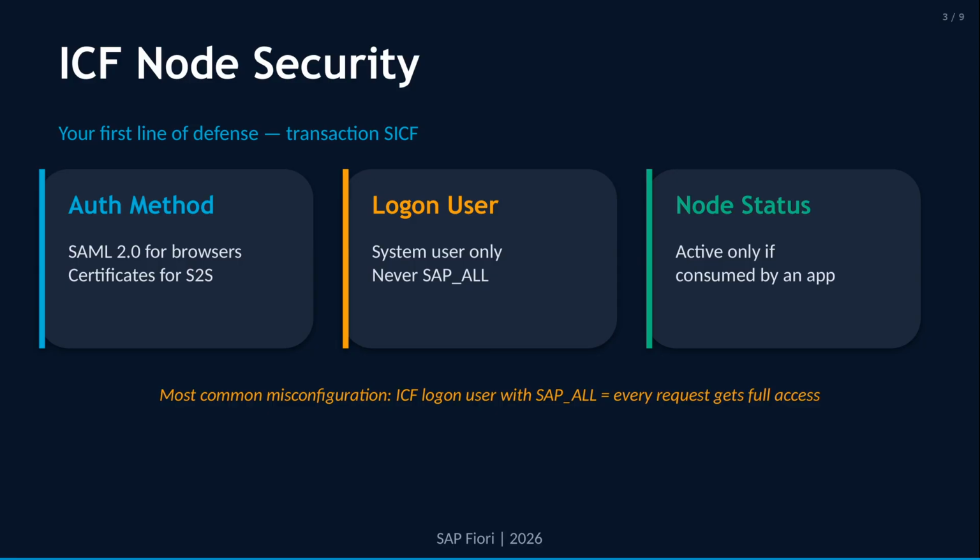If it defaults to a user with SAP_ALL, every request inherits full authorization regardless of the end user's role. This is a gaping security hole in Fiori landscapes.